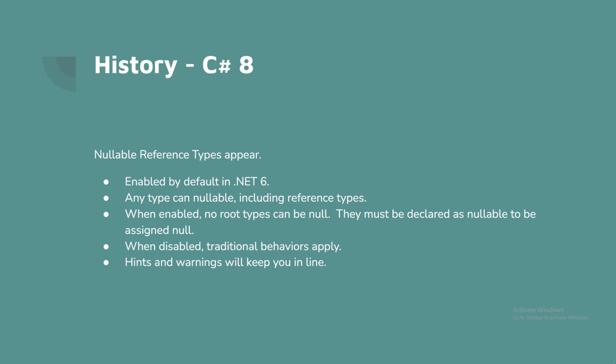So I want to point out that the nullable reference types are enabled by default in .NET 6, but .NET 6 is not C# 8. So if you have C# 8, whichever version that is, but it's less than .NET 6, this will probably not be enabled by default. So you need to pay attention to the future slides here to deal with it.